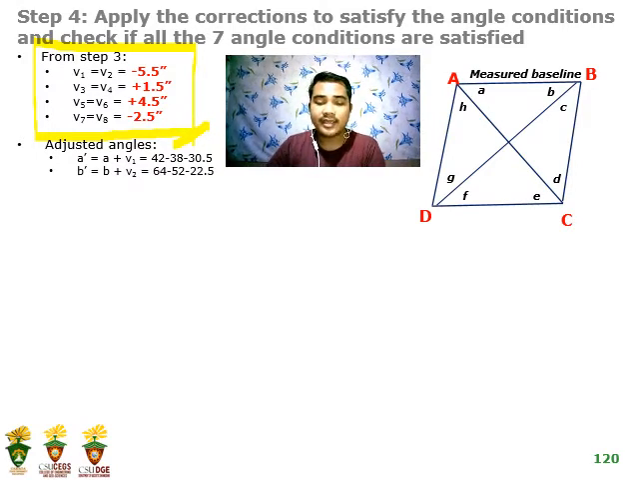For B, so again, B prime is denoted as the adjusted angle B. So we have this formula B plus v2, which is also negative 5.5. So we can have the value of 64, 52, 22.5. So again class, I am no longer showing the step by step here. So just follow what is in the slides. Then of course, practice calculating at home as you go listening with this video lecture.